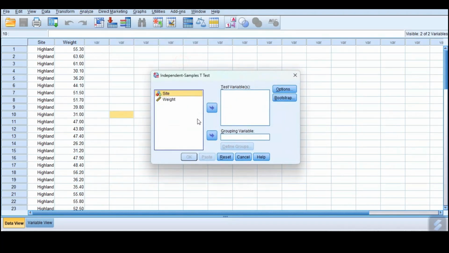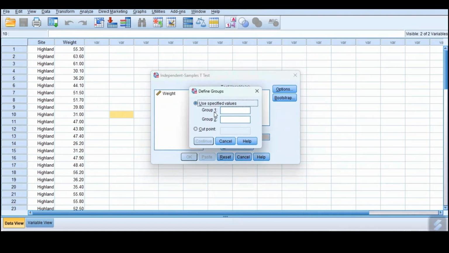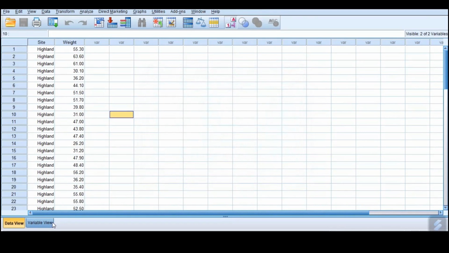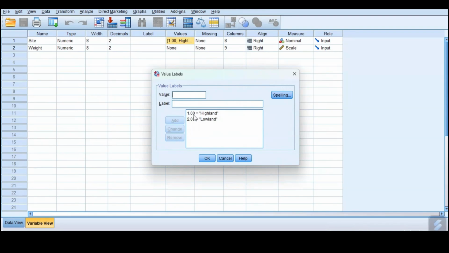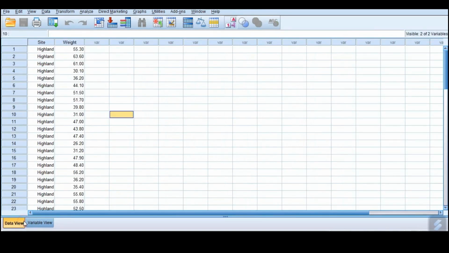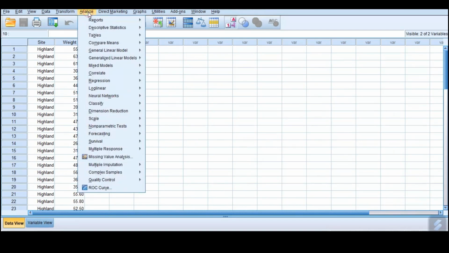Then you go to the site here, and you need to define your groups. Group one, we had already coded as one, and group two, we had coded as two. Why am I saying two? If I cancel here and go to this variable site, I'd already coded one as highland and two as lowland. If you had not coded it, you would use quotation marks, but in this case, we had already coded it.